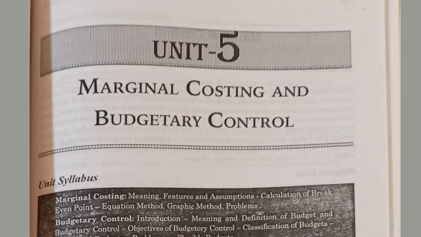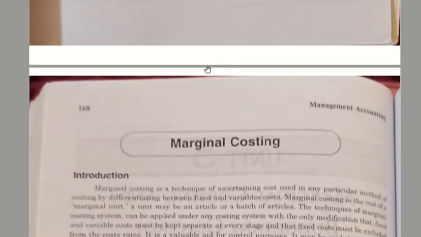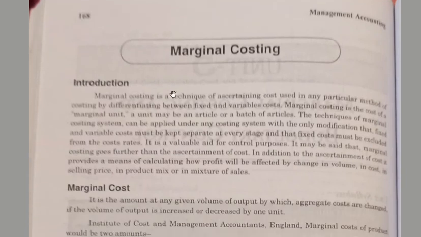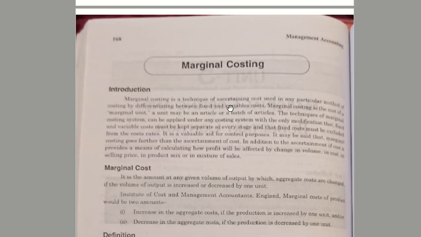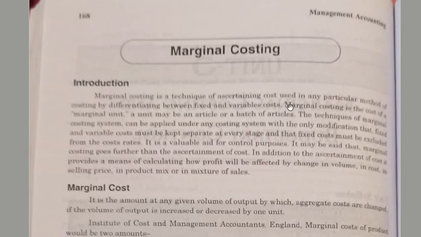In this video, we're going to look into marginal costing problems and explanations. So basically, what is marginal costing? Marginal costing is a technique of ascertaining cost used in any particular method of costing by differentiating between fixed and variable cost.